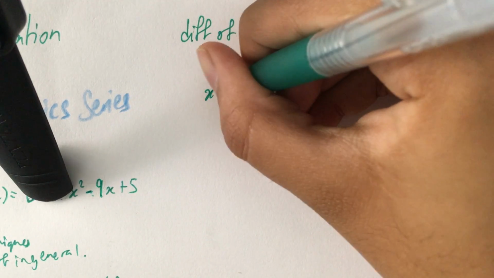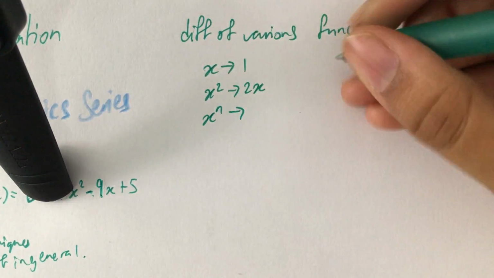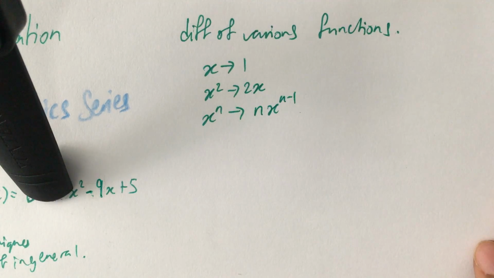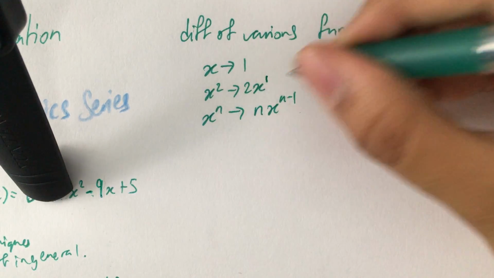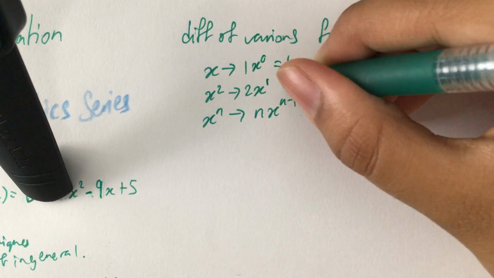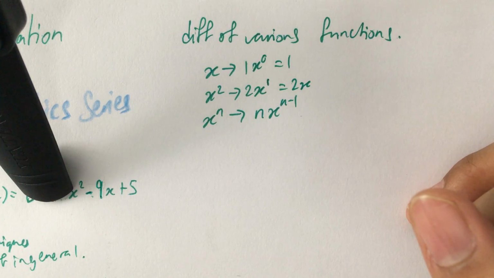And likewise for x to the power of n, if you differentiate it, you will get n x to the power of n minus 1. And that's about it. There's nothing crazy about that. I think you all know how to do that. So let's move on to something more complicated, or something different, I guess.